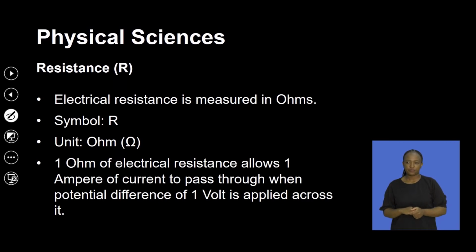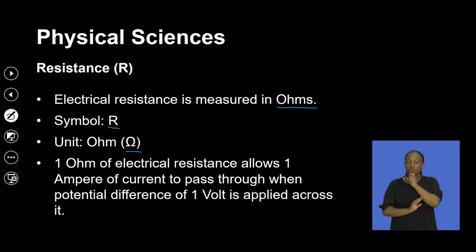So electrical resistance is also measured in ohms. Ohm is the SI unit. R is the symbol for the quantity, while omega, which is a Greek letter from the Greek alphabet, represents ohm.